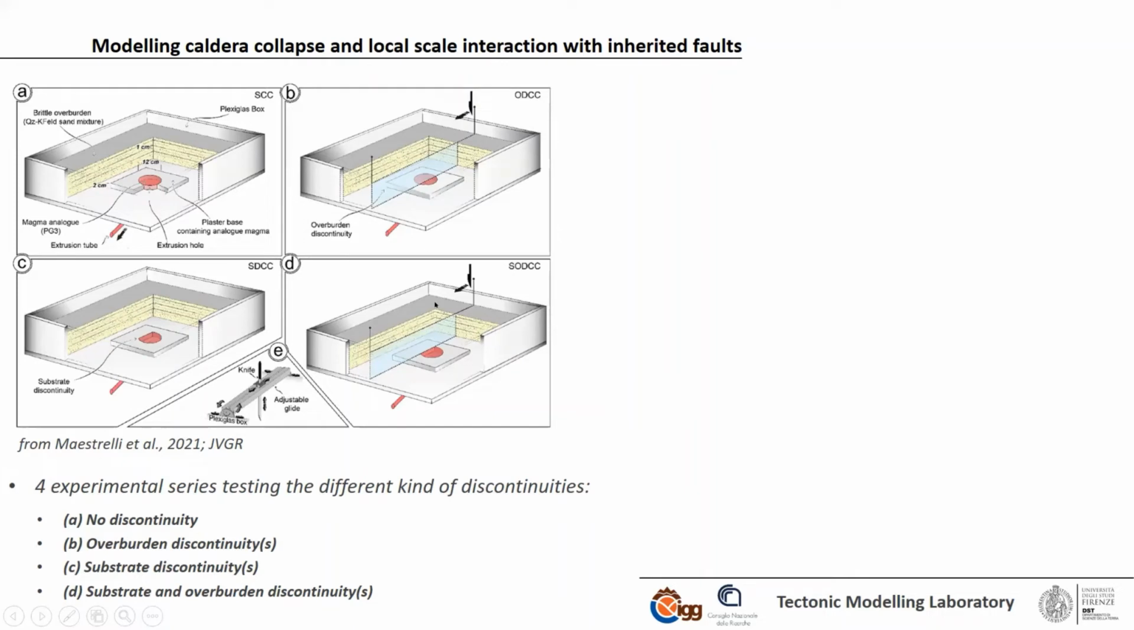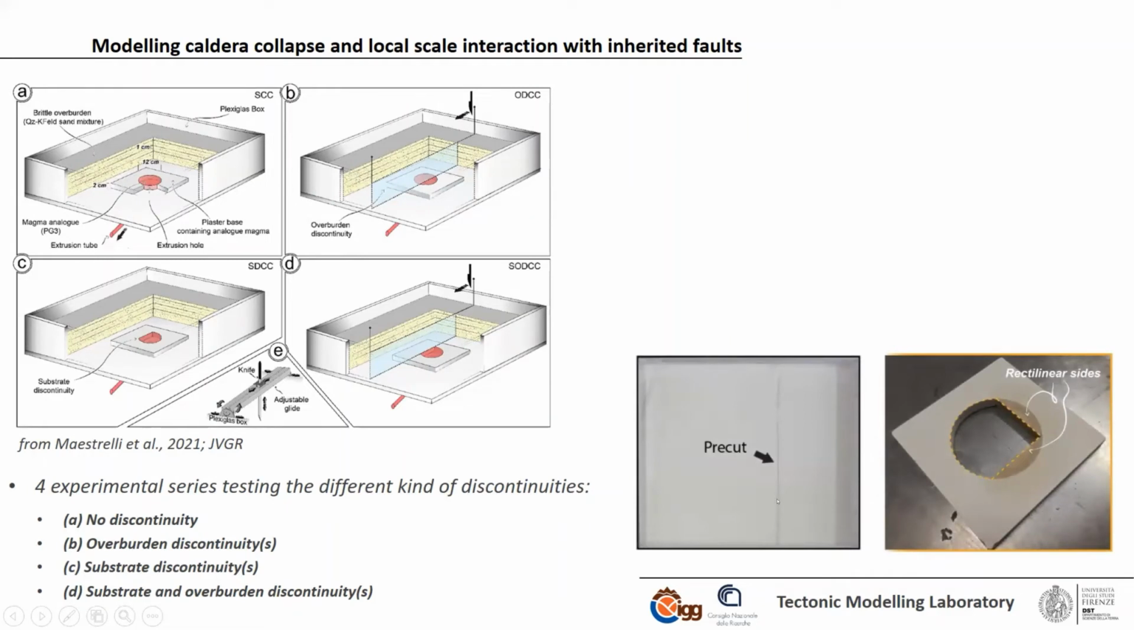and we can induce the collapse of the material above. In the other experimental series, we introduced the inherited discontinuities, which were of two types. Overburden discontinuities, so they were placed above the magma chamber, which is still circular, and they were realized by cutting through the sand pile again. Then we simulated substrate discontinuities by designing the magma chamber with one or two rectilinear sides, and this shape should simulate faults that bound the magma chamber and therefore generate a different shape for it.